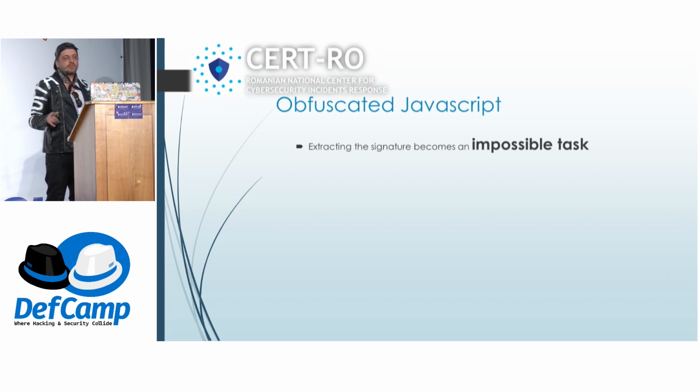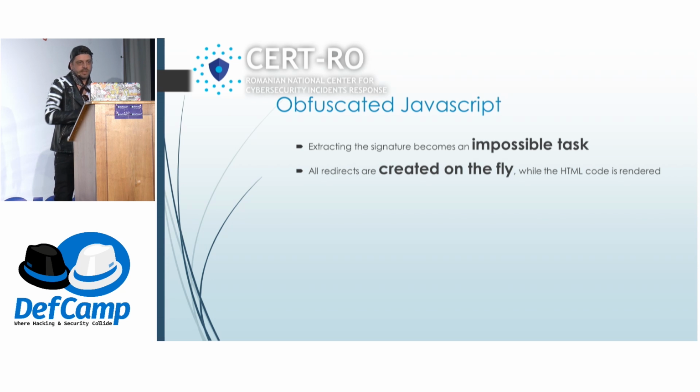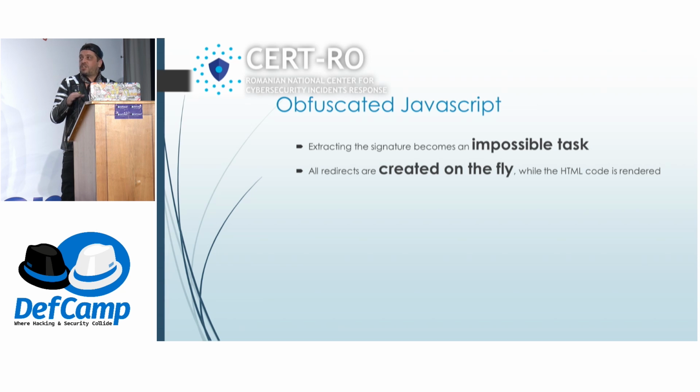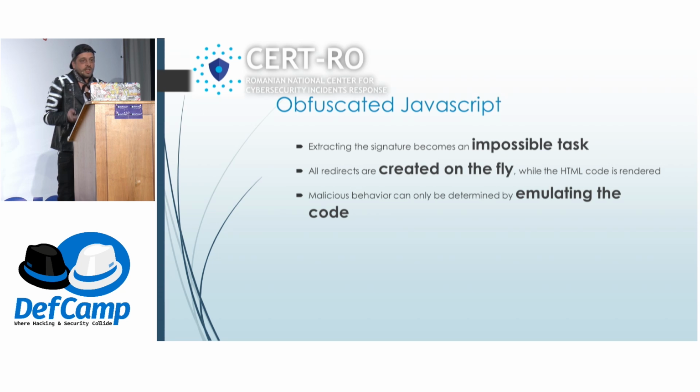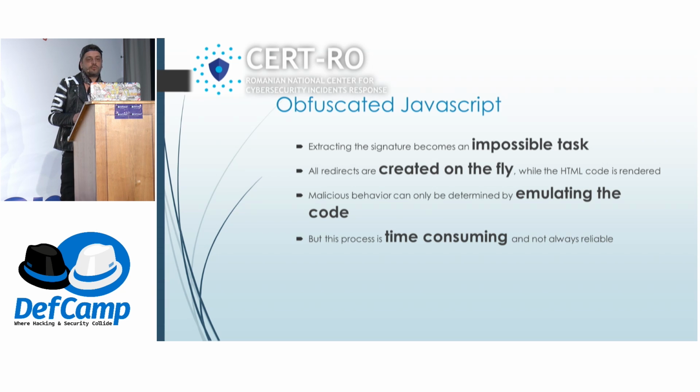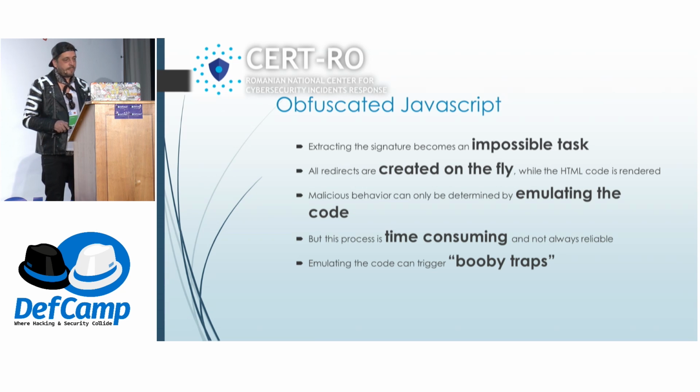Extracting the signature becomes an impossible task. As you can see, the code is very hard to read. All redirects are created on the fly while the HTML is rendered in your browser. Malicious behavior can only be determined by emulating the code. But this process is really time-consuming and not always reliable.